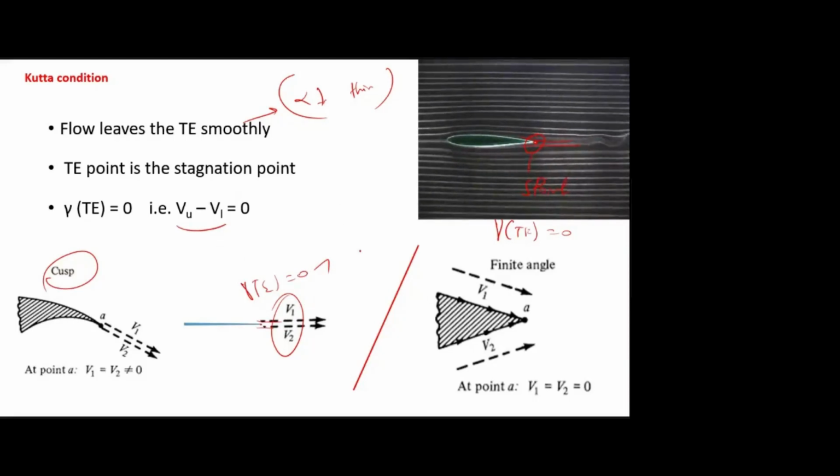And the main use of this Kutta condition is, if you don't use the Kutta condition, the potential theory will give you n number of results. We don't know which one you have to pick. So using the Kutta condition only, we can get the proper solutions. Otherwise, it will produce n number of solutions.